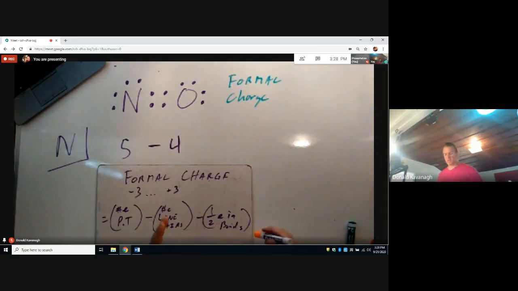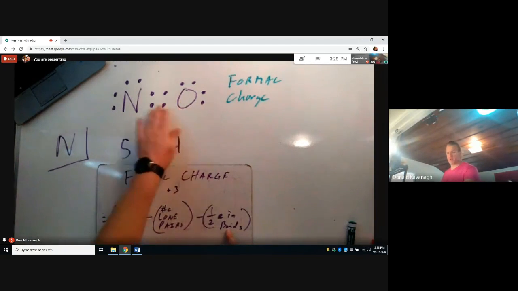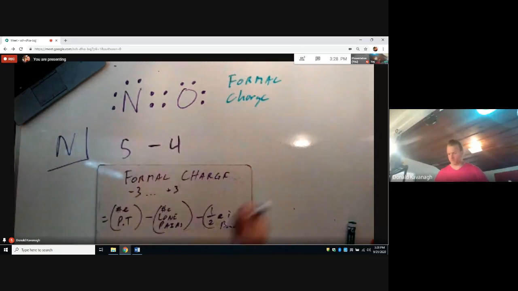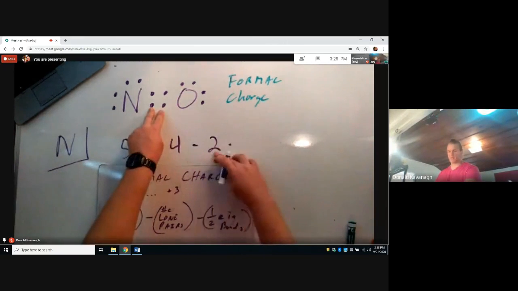Remember we said that covalent bonds are a sharing of electrons? So this final term is 1/2 of the electrons in bonds. Because these electrons are shared, we count 1/2 of them to nitrogen, 1/2 of them to oxygen. That is 1/2 of the electrons in bonds.